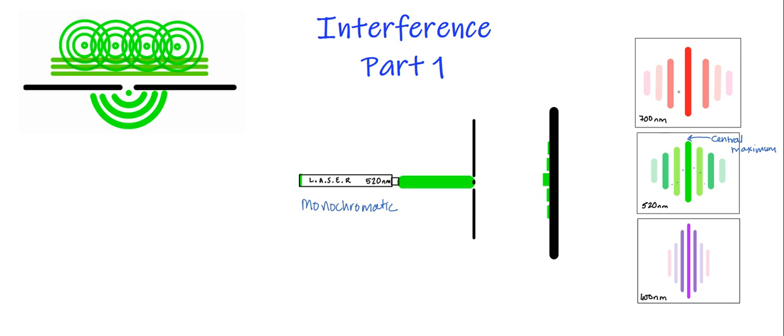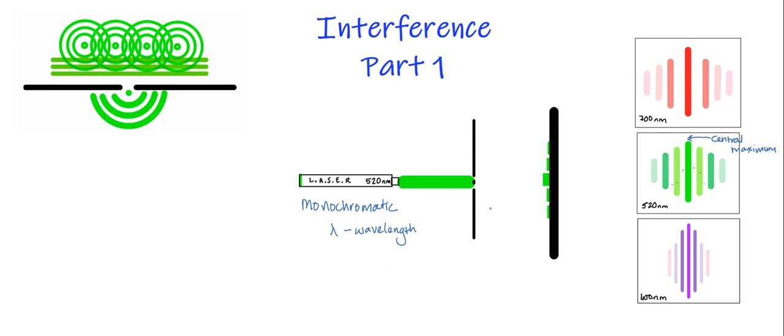Hopefully you can notice that the red light has a more spread out interference pattern than the green light, and the green light has a more spread out interference pattern than the violet light. Now this leads us to reason that the wavelength of the light that is incident upon the slits has an effect on the interference pattern. So we have to keep in mind here that wavelength is a variable that seems to affect the shape of the interference pattern.